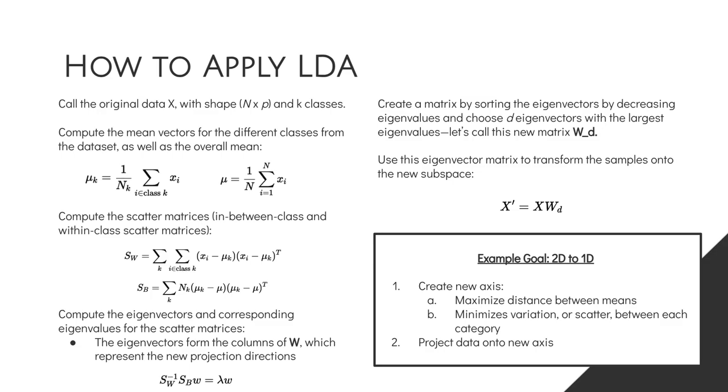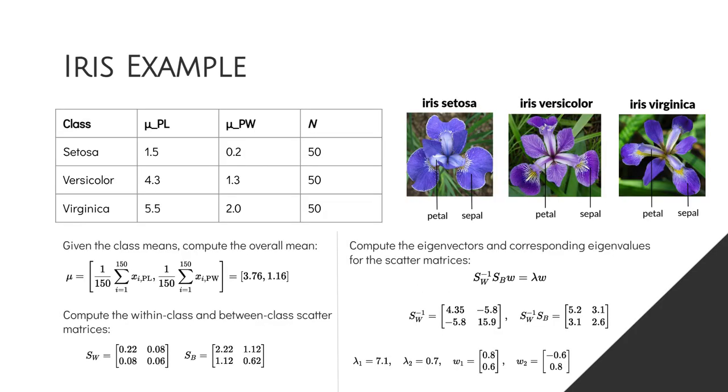This is done by creating the new axis, again maximizing the distance between means and minimizing variation or scatter within each category, and then projecting the data onto the new axis. For this example, we'll look at the iris dataset. Our goal is to classify information about 3 species: Iris setosa, Iris versicolor, and Iris virginica. The overall dataset has petal and sepal length and width, but for the sake of time, we'll focus just on the petal length and width.